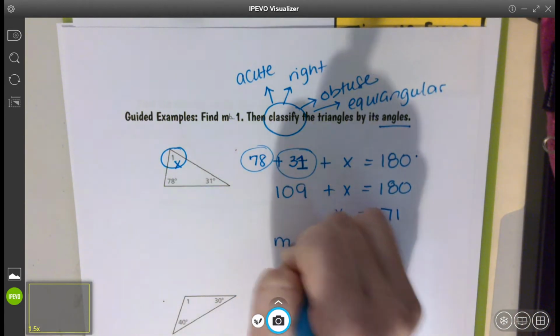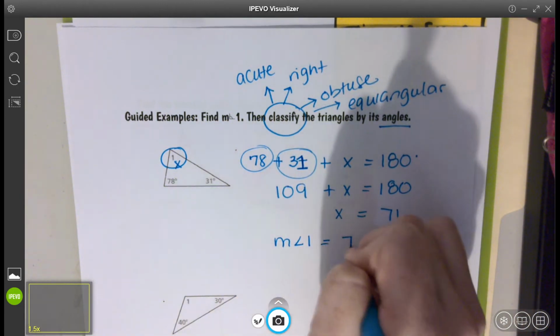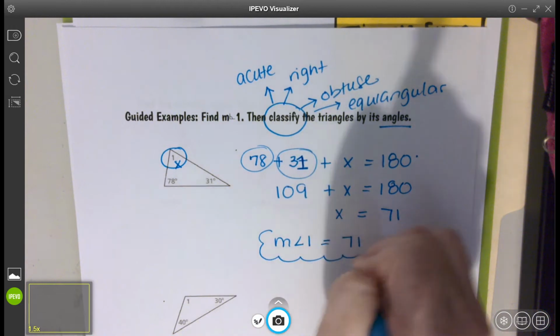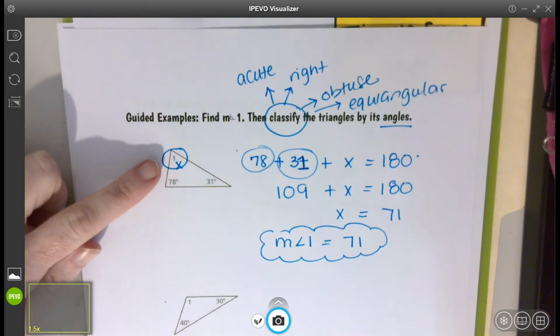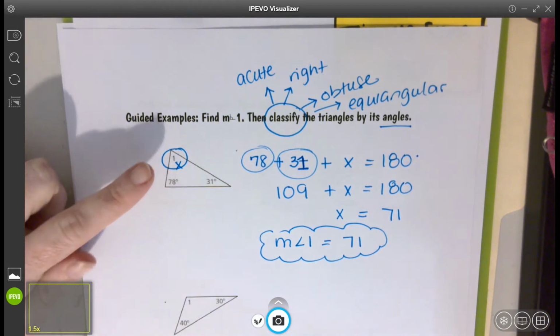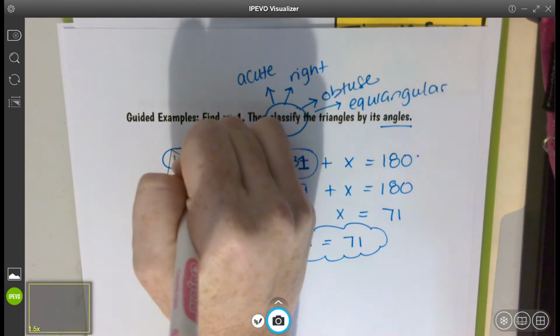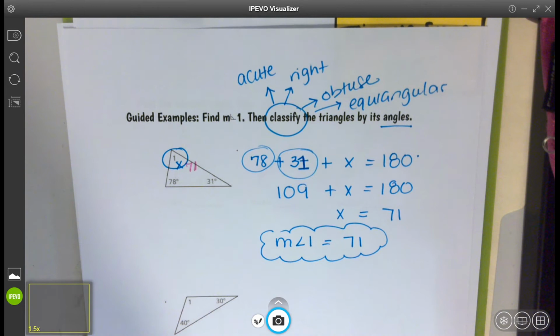So that means the measure of angle 1 is 71 degrees. So now looking at my triangle, I know that this angle is 71. I'm going to put that on my picture. So now I know all three angles. All three angles are 71, 78, and 31. Based on that, how would I classify it? So all the angles are under 90 degrees, so that makes it an acute triangle.